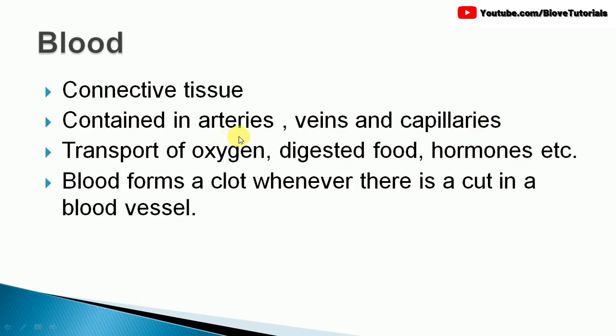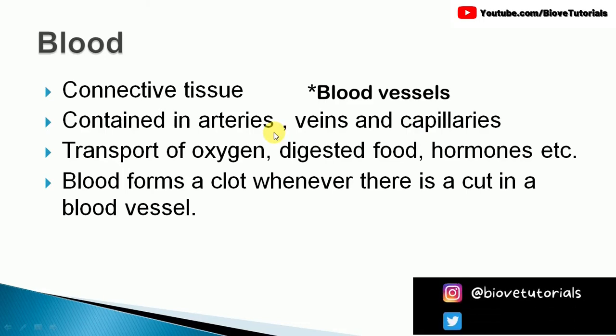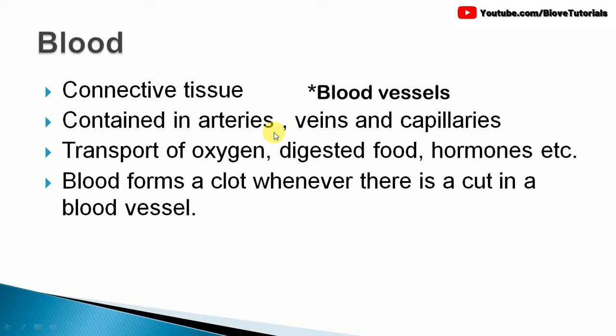So arteries, veins and capillaries are the different kinds of blood vessels through which the blood is carried through our body, or is supplied to different parts of the body. Blood transports oxygen, digested food, hormones, etc. So these are some functions of the blood that you need to remember. The main function is the transport of oxygen, digested food, hormones, etc.